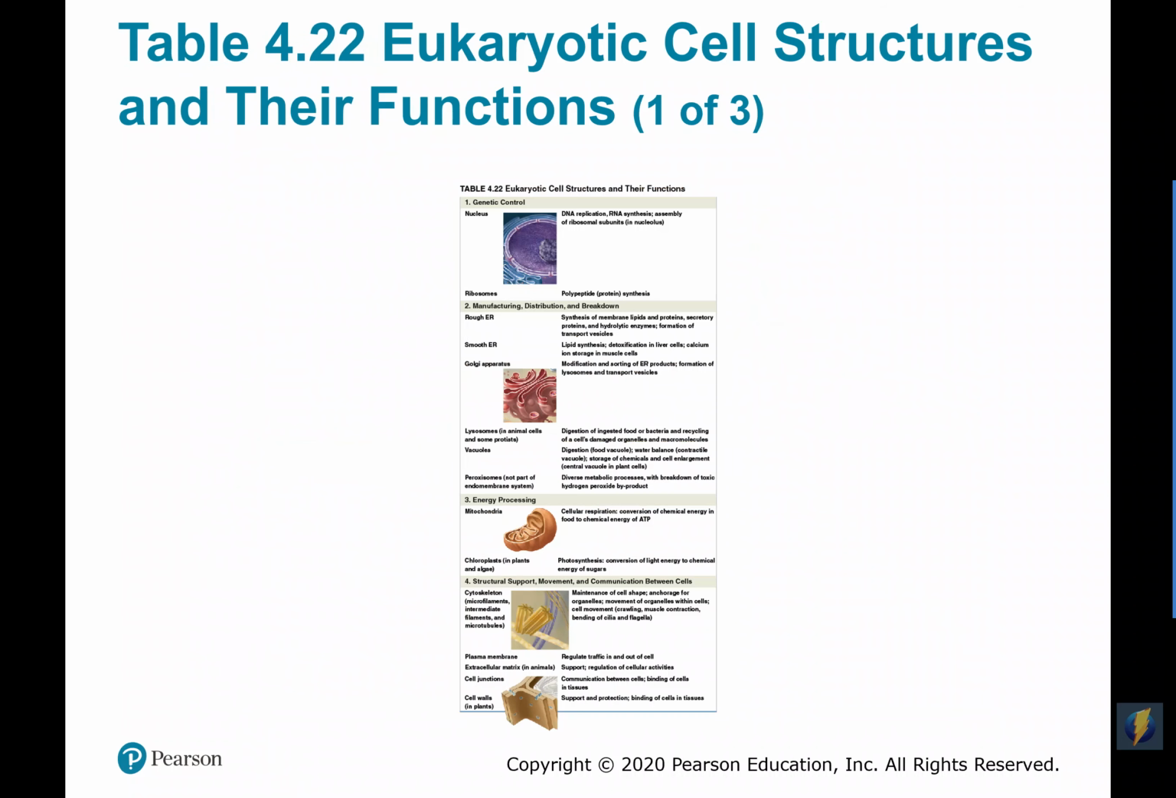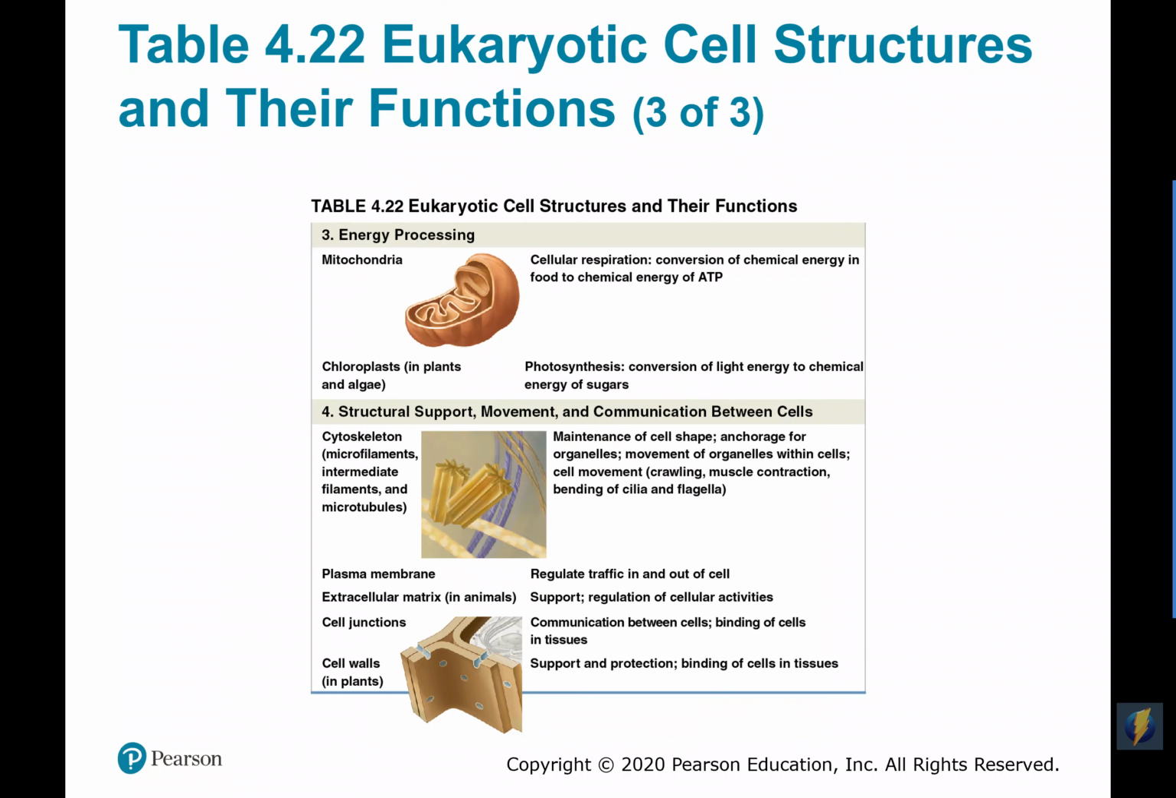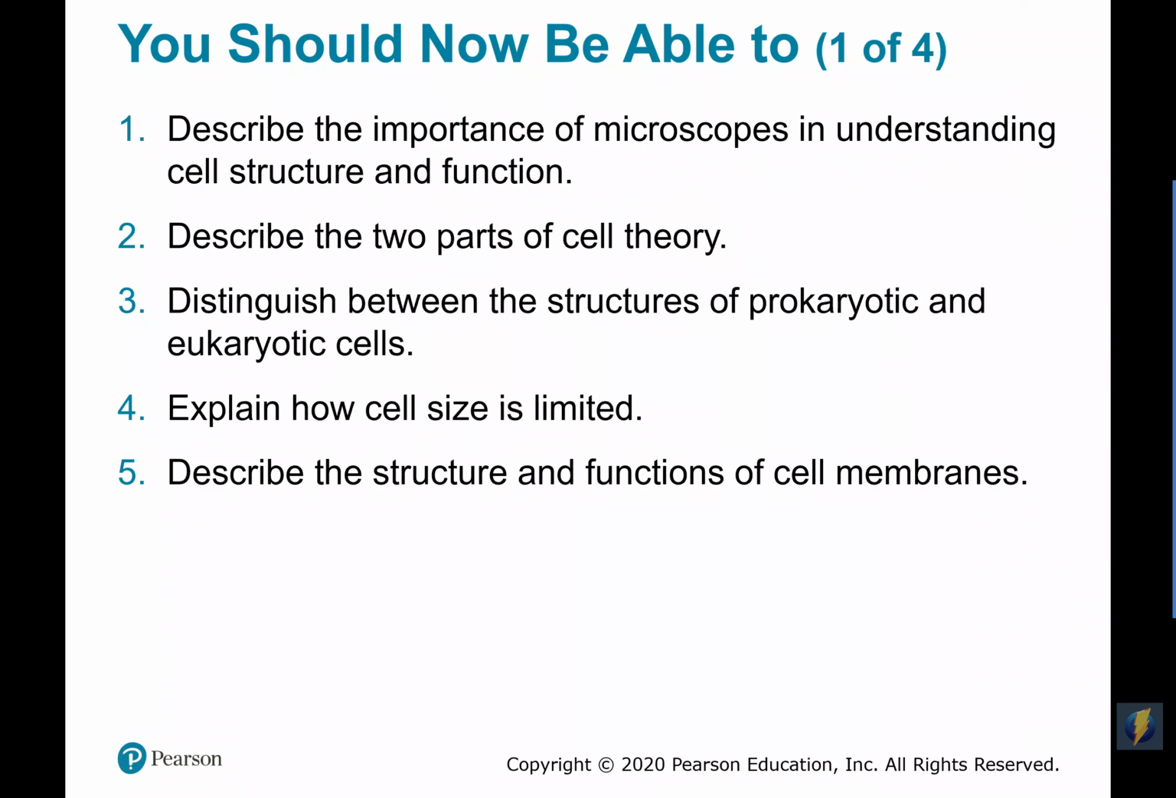So this is table 4.22. It's an excellent table to review because it reviews all of the different functional groups and the organelles inside those functional groups. It gives you a little blurb about what they do, and then also a nice little diagram about what they look like. So this is an excellent table to review. And then at the end of the PowerPoint file, you will find the study guide, actually.